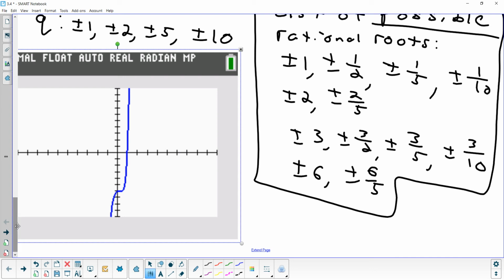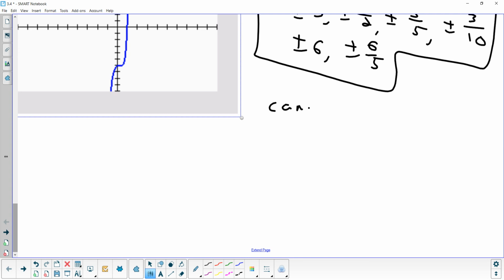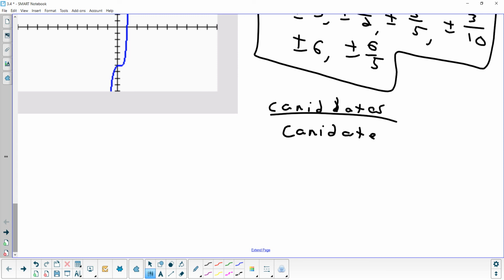I would say the only candidates from this list, candidates, no, I didn't spell that right today. How do you spell candidates? You laughing at me? I can't spell it. You can't spell it either.